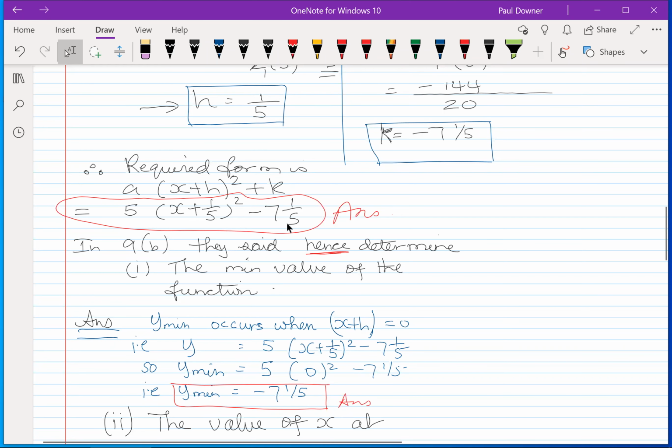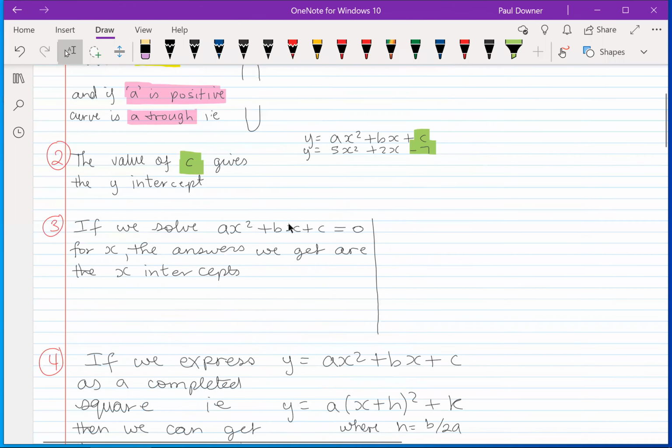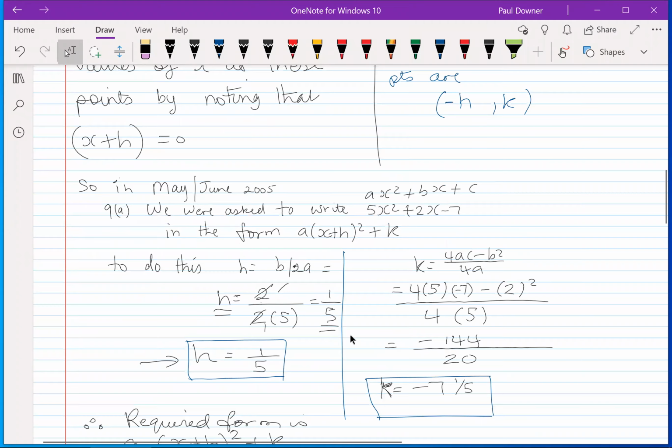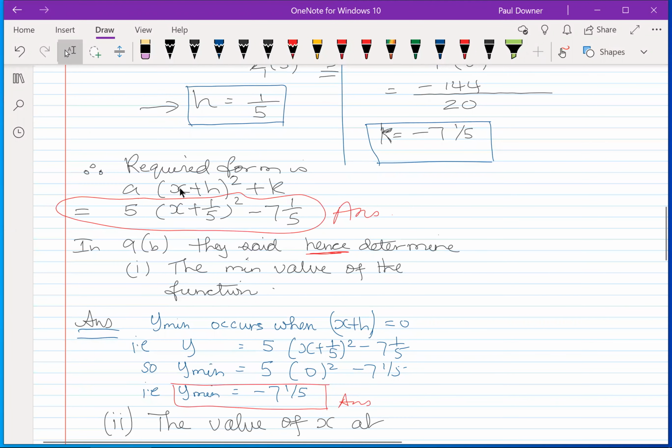Now, if you go back up to where we were discussing all the relevant points, I told you that if we express the quadratic, right, which is what we just did, as a completed square, which is in this form, we could get the maximum or minimum value of y by noting that these points occur when x plus h is equal to 0. In this case, we know it's a minimum point, and it will occur when x plus h equals 0. In this particular equation, x plus h is x plus a fifth. So the minimum value of this function is going to occur when x plus a fifth is equal to 0.